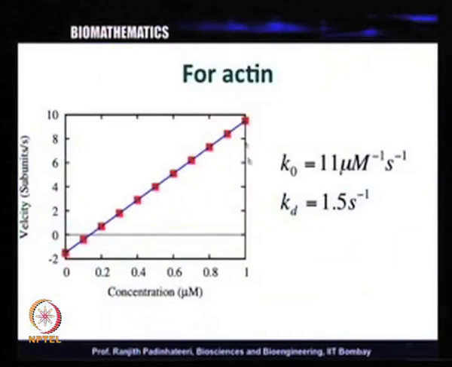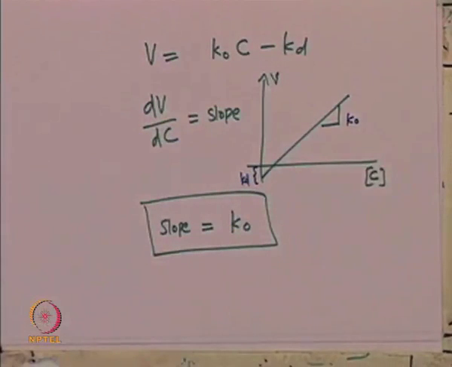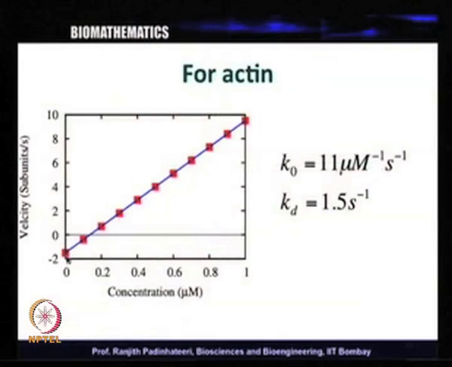Now, if you look at this curve for actin, what is Kd? Kd is the y intercept. So, this y intercept gives you Kd and the slope gives you K0. So, now let us look at the Kd here. For actin, Kd is just below, between 1 and 2.